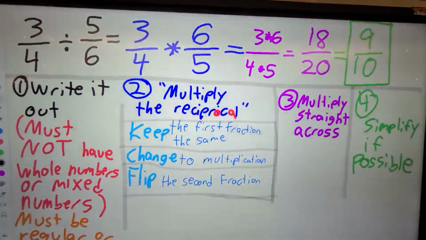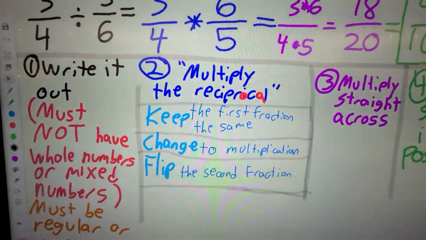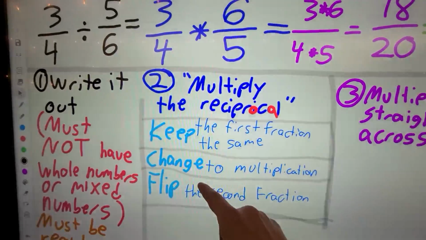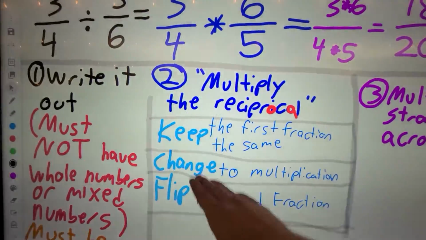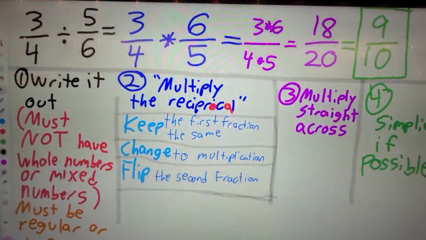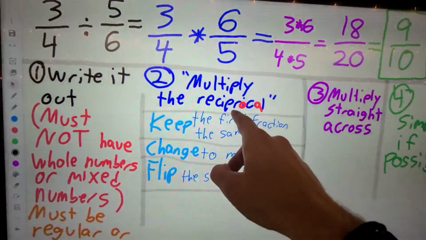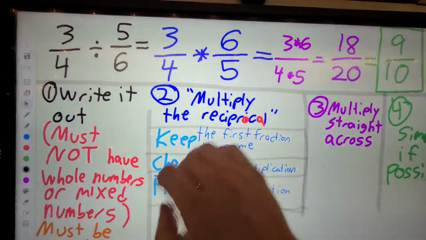Step two is multiply the reciprocal. I misspelled it the first time, whoops. Some of you may know this as keep, change, flip. Yes, that is what is happening. We keep the first fraction, change the multiplication, and then flip the second fraction. However, we don't say keep, change, flip, we say multiply the reciprocal. That is the phrase we use.